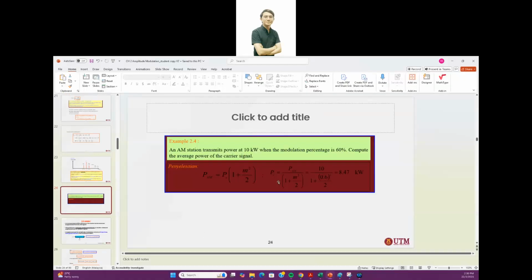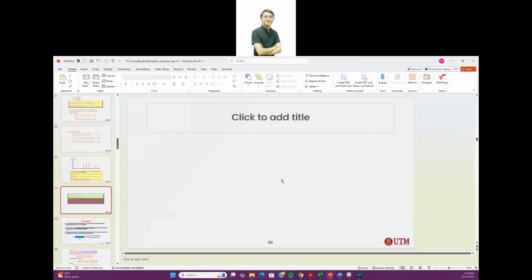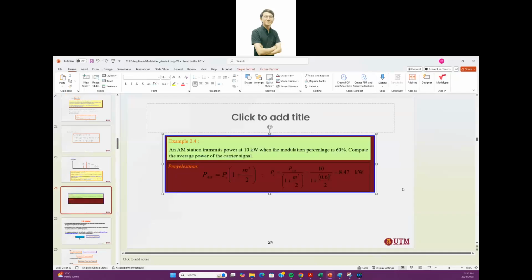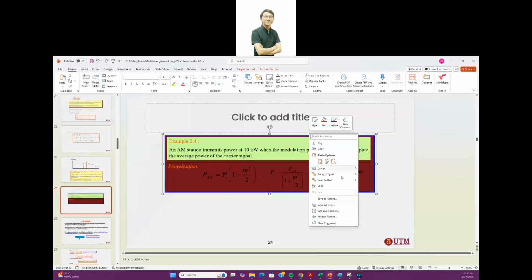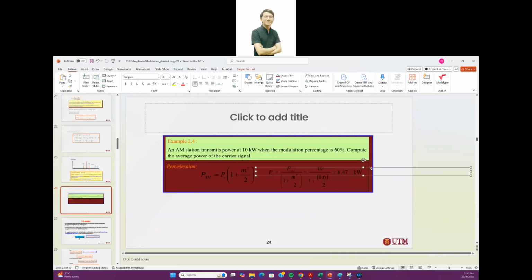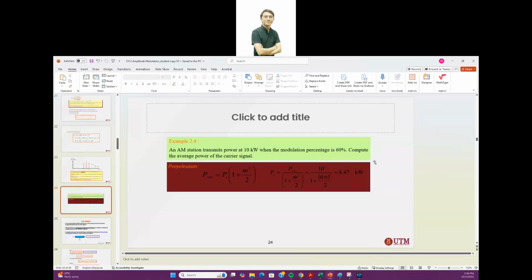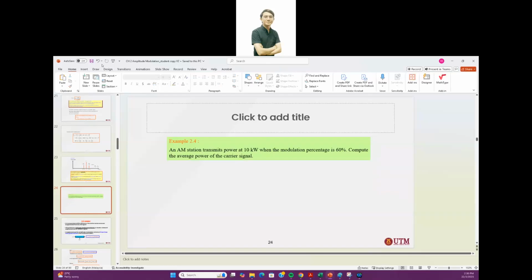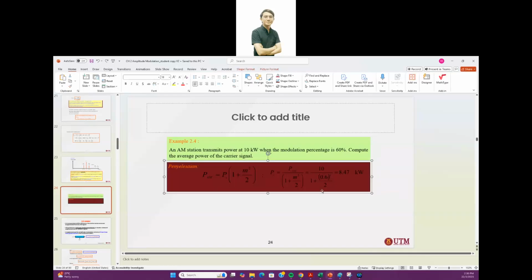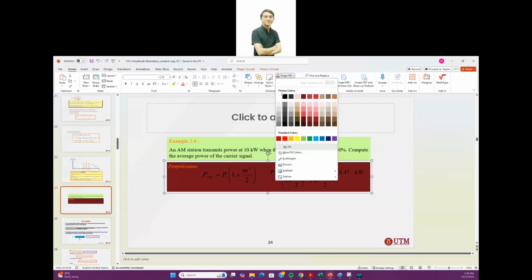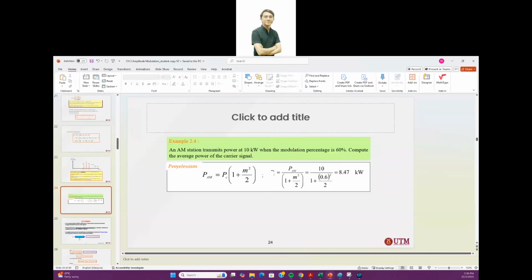Let me end this show first by removing this one. Wait a moment. Okay, I want to remove this. Oh my god. Wait a moment, change color, shape view.